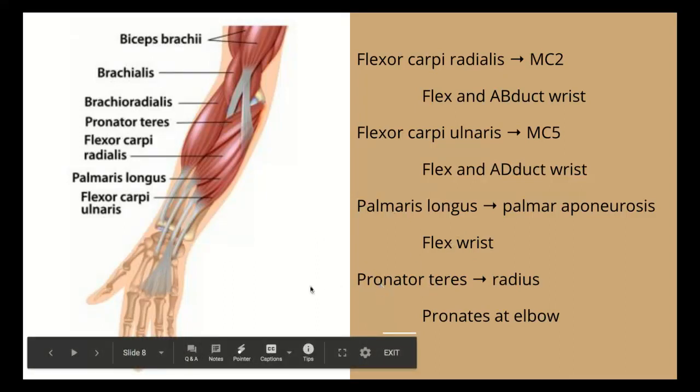Next, we have pronator teres. So pronator teres is going to be one of the oddballs in the forearm here that's not going to be a flexor of the wrist. Instead, it's going to do what we call pronation.